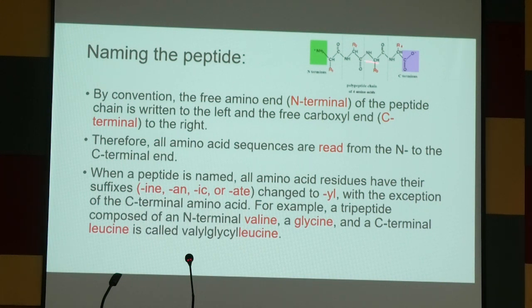Here this is a polypeptide chain. There are 4 amino acids, R1, R2, R3 and R4. We are writing the amino group on the left and carboxyl group on the right. When two amino acids are connected with the peptide bond, the end of the first amino acid, whatever it is, ine, ic or ate, is changed to yl. And when the amino acids are connected, they are not called amino acids, they are called residues, the residues in a polypeptide chain.